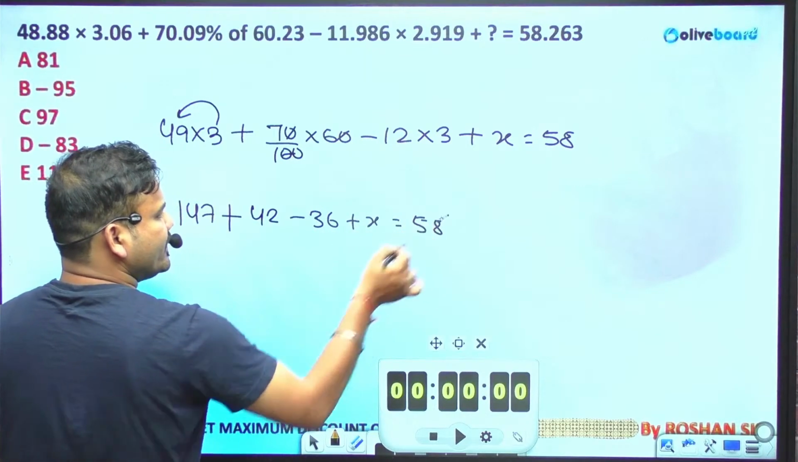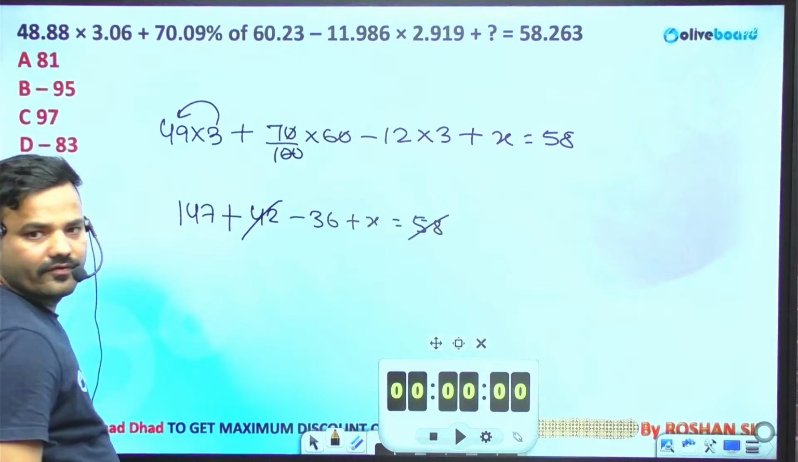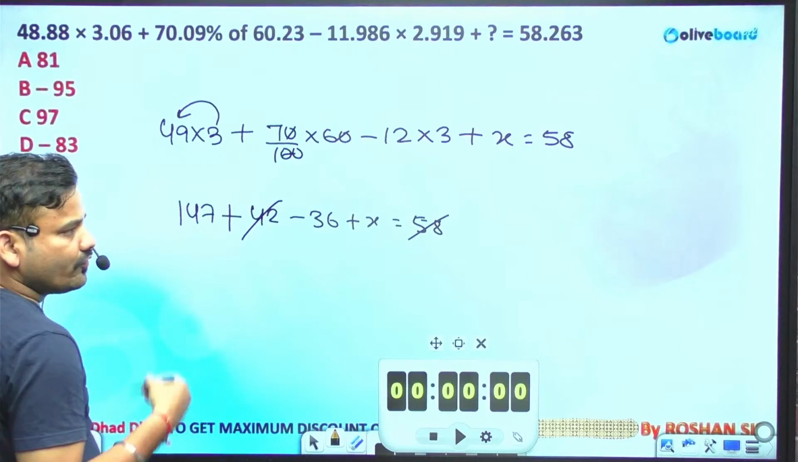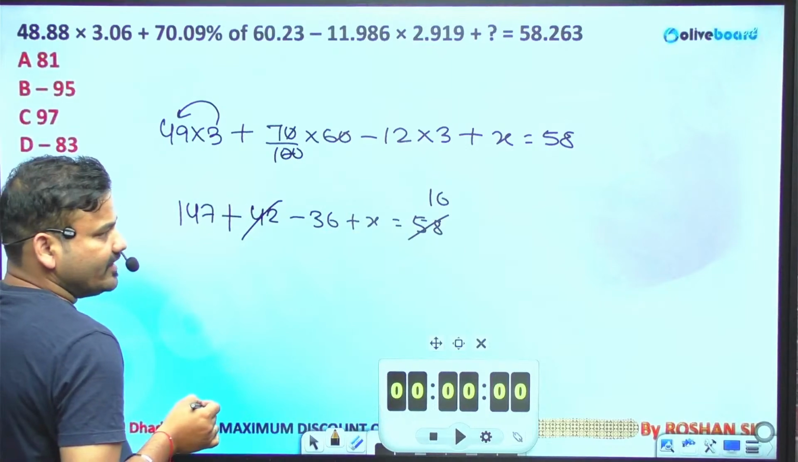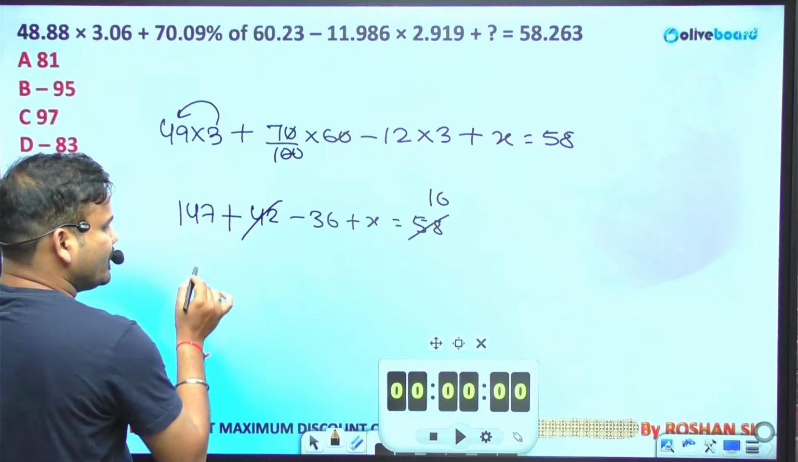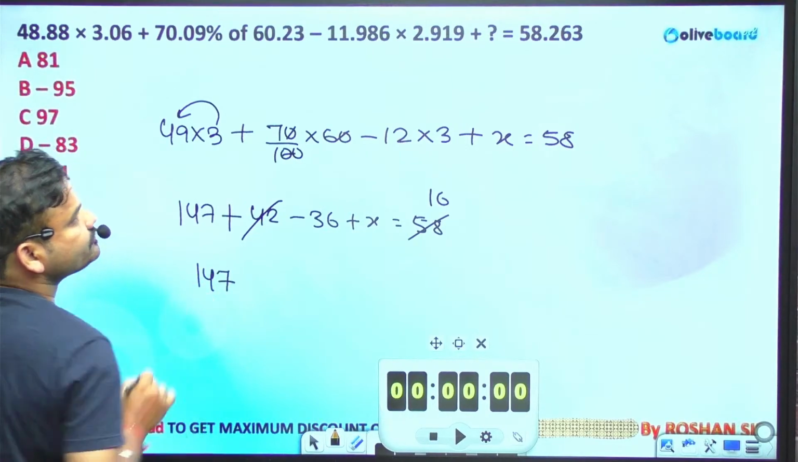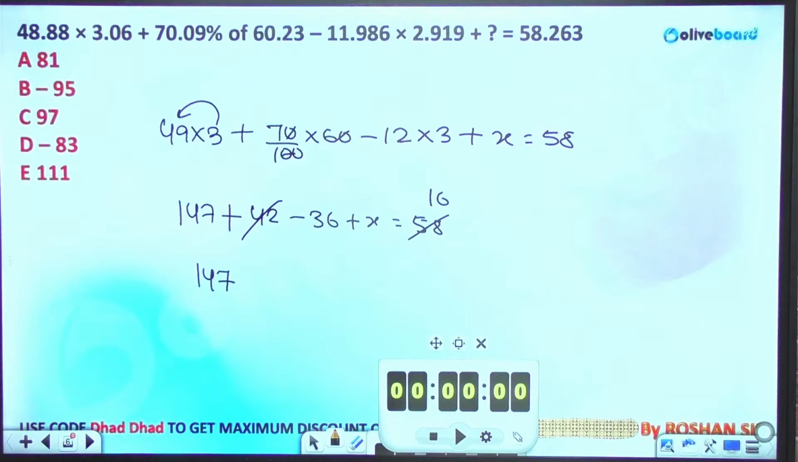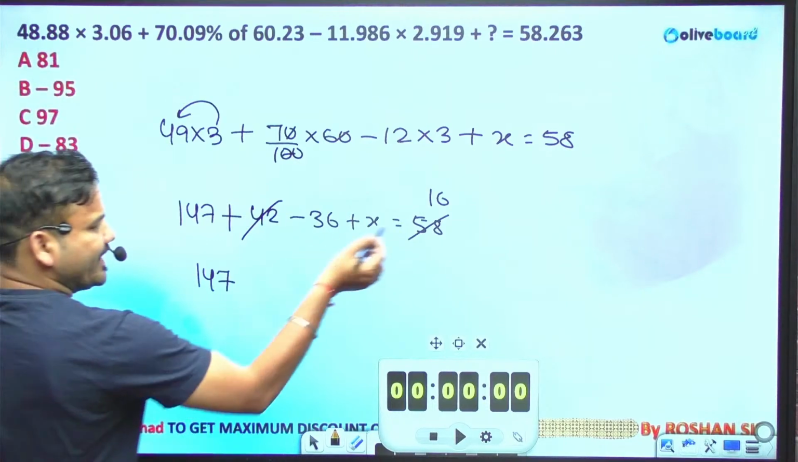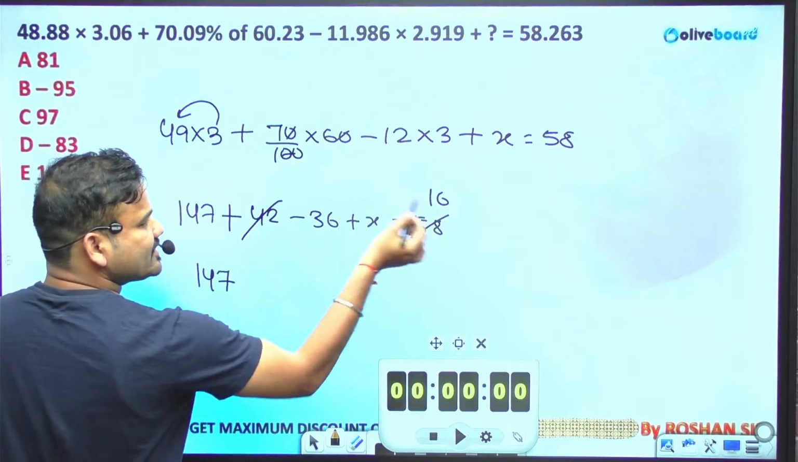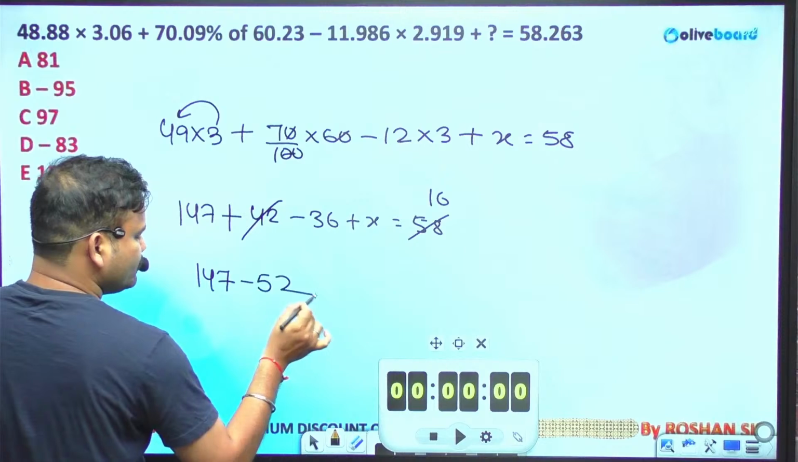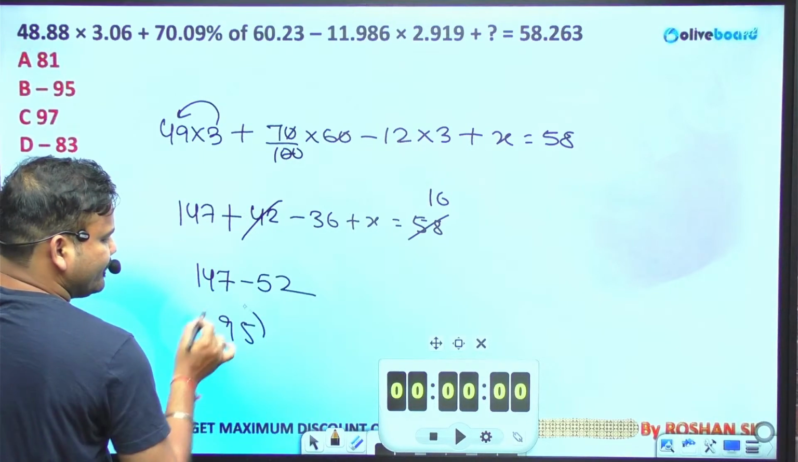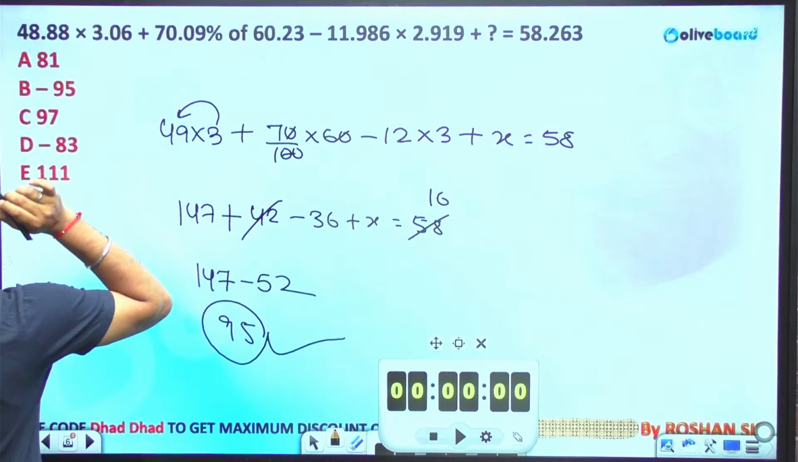Clear? So you can eliminate this 58 and 42, which are on either side. So what will be remaining over here? You will be remaining with 16. So 147 minus, this is 36 plus 16, that is minus 52. So 95 will be your result, which is the option number here.